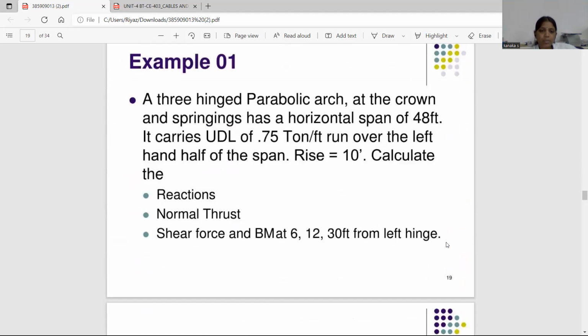Example sums. A three-hinged parabolic arch, hinged at the ground and the springings, has a horizontal span of 48 feet. It carries a UDL of 0.75 ton per foot run over the left-hand half of the span. Rise 10 feet. Calculate the reaction, normal thrust, shear force and bending moment at 6, 12, and 30 feet from the left hinge.